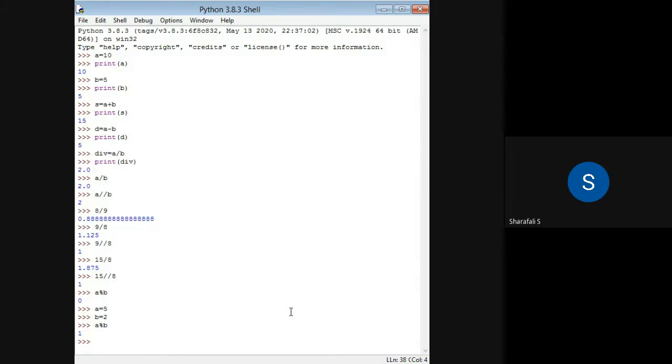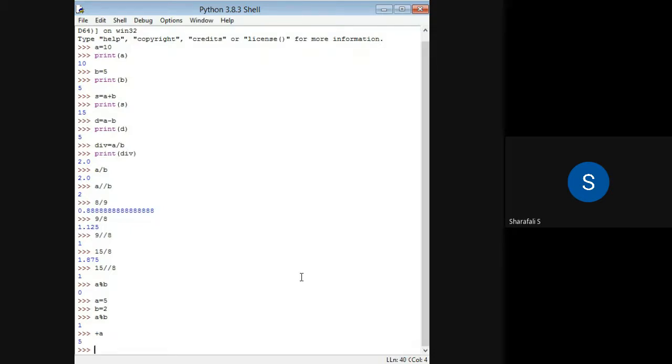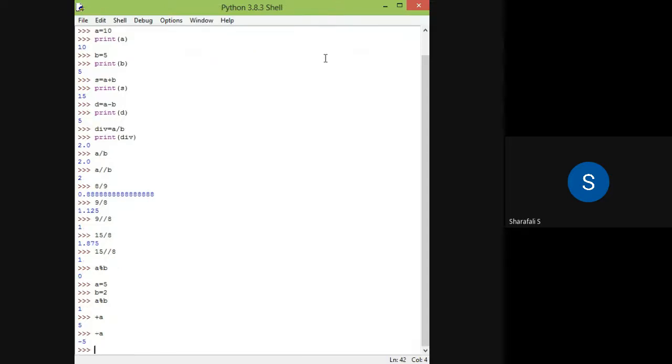And also we can have the plus and minus signs to give the values. If you consider plus A, then that will give me 5, right? And if you consider minus A directly, it will give me minus 5. That is for unary operation. Also, you can check whether some particular value is greater or less.